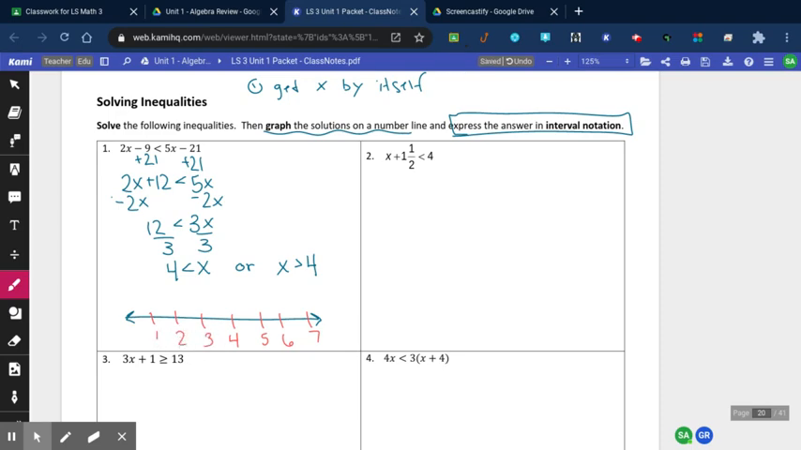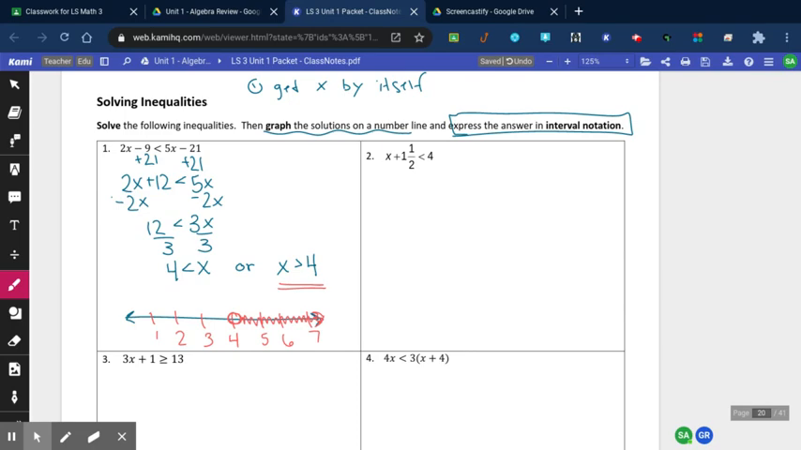Now, what I want to do is think about, I'm not including the 4, right? It's only a greater than symbol. So I'm going to have an open circle on 4. And then x is anything greater than that, so I'm going to shade in to the right.